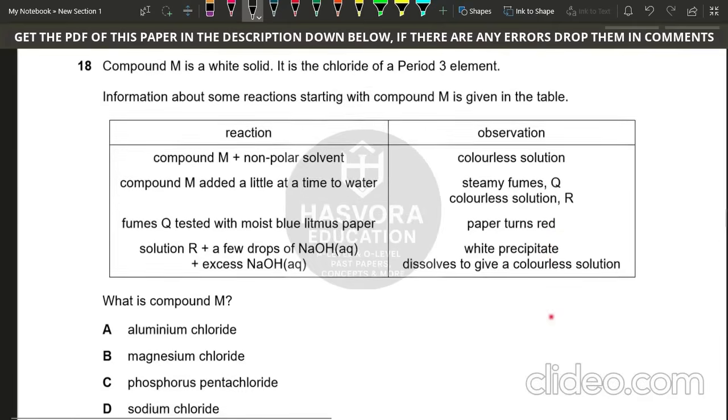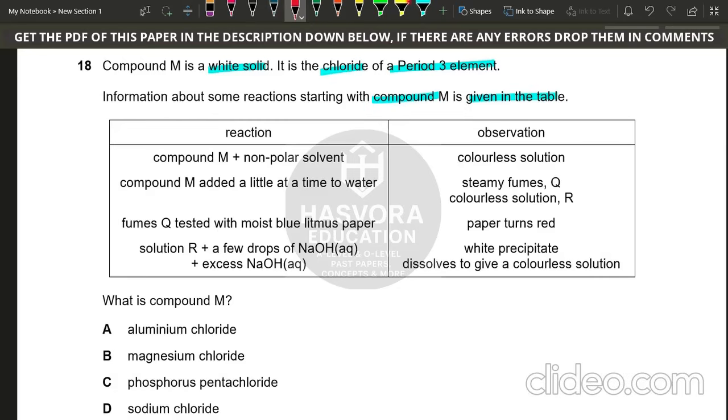Now let's see question 18. Compound M is a white solid. It is a chloride of a period 3 element. Information about some reactions starting with compound M is given in the table. So now you can see that all of them are period 3 elements, and they are giving you the chlorides. Let's first read the question.